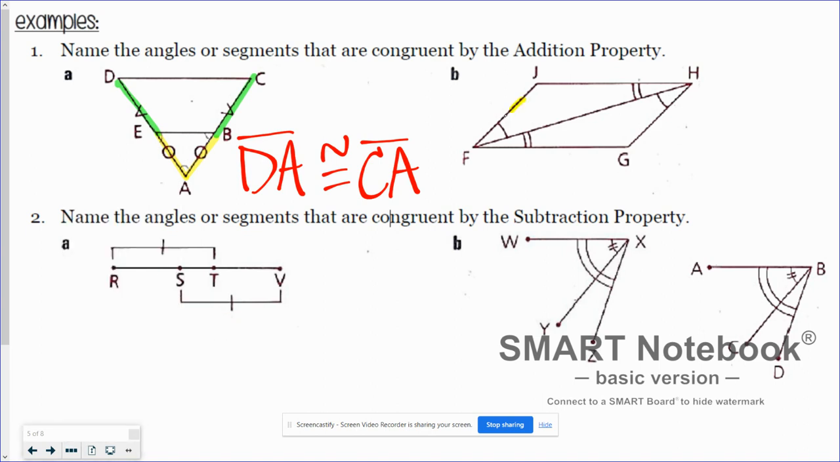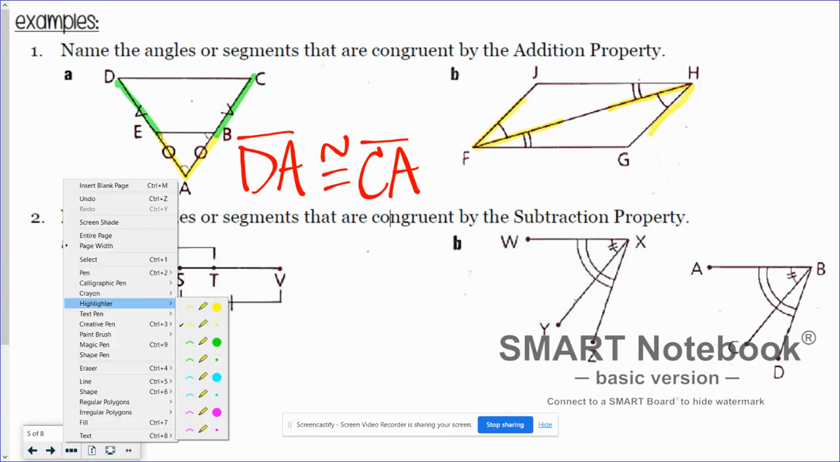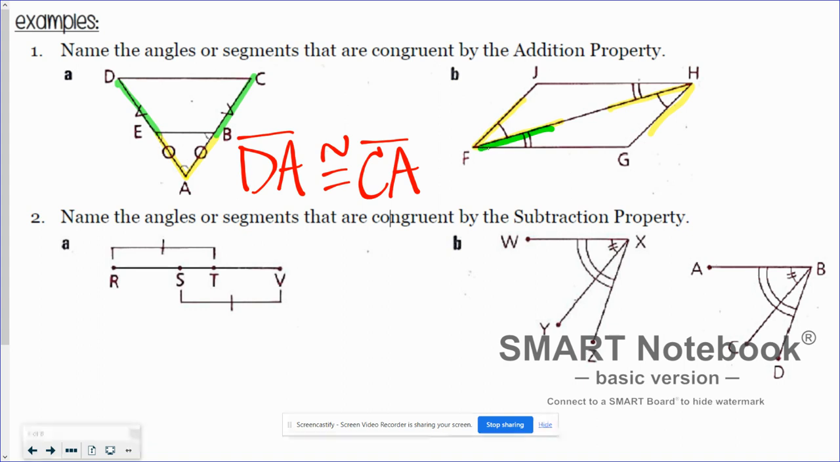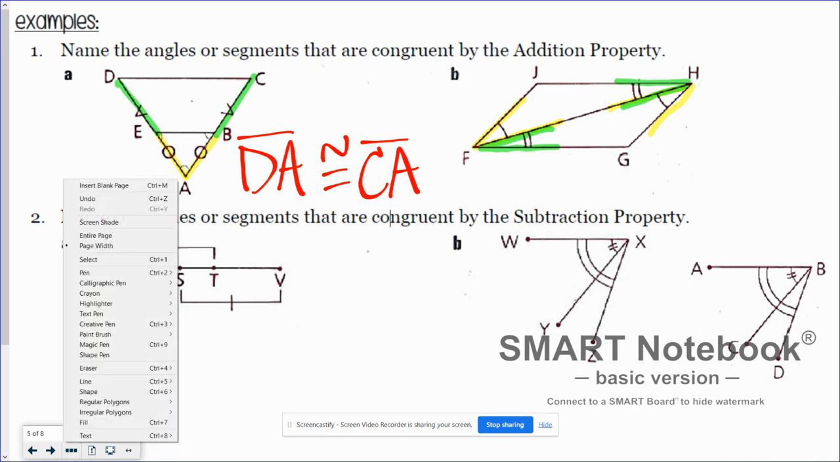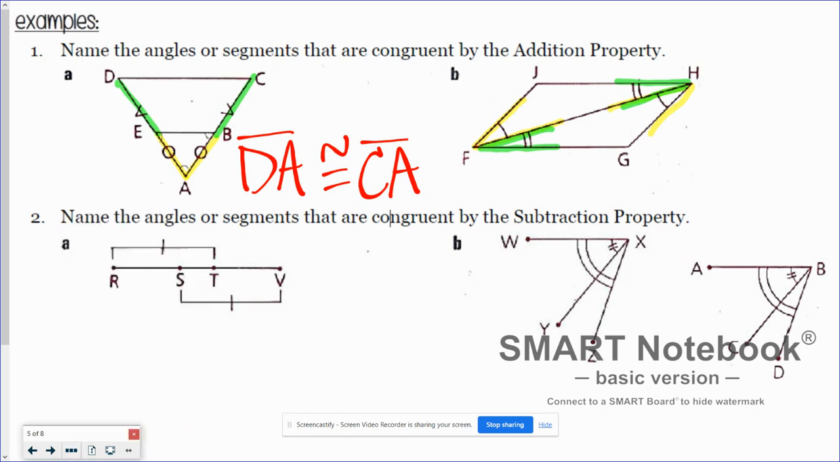So let's take a look at some angles. I can see that this angle JFH is congruent to this angle FHG. And I can see that angle HFG is congruent to JHF. So if you take the yellow angle and add the green angle, what do you get? Well, you're going to get that angle JFG is congruent to angle JHG.